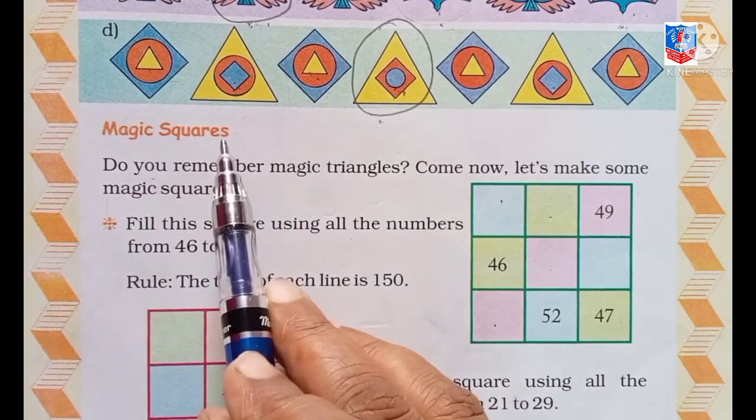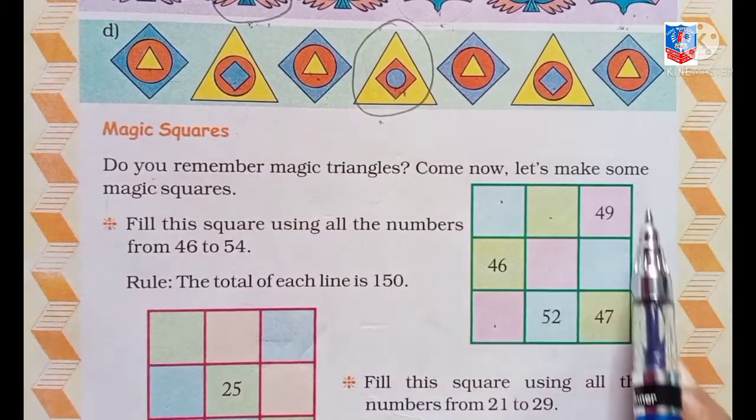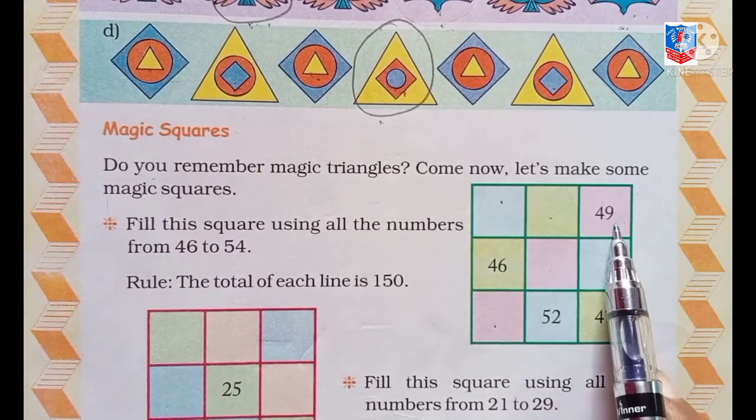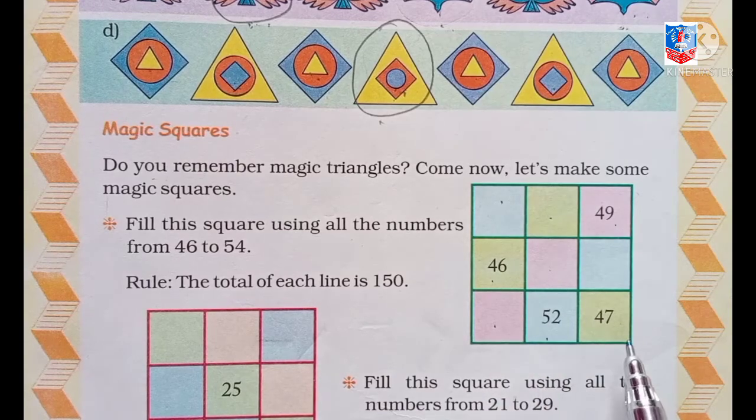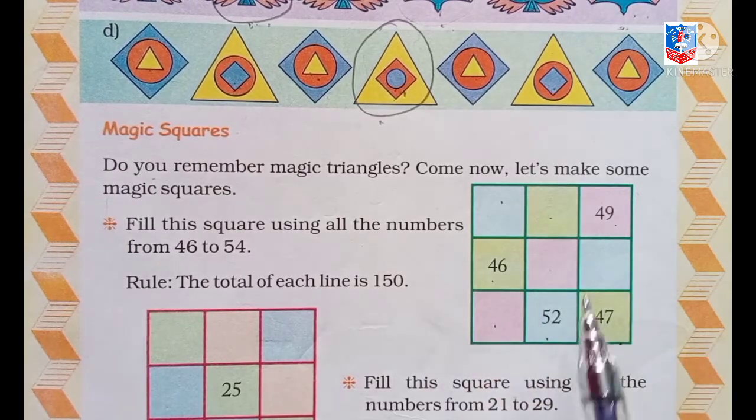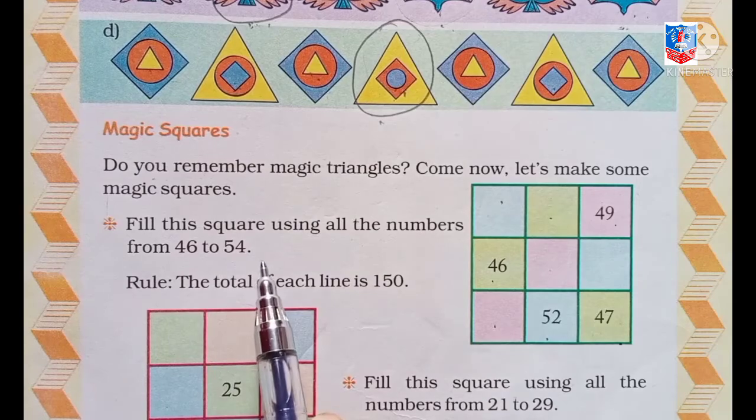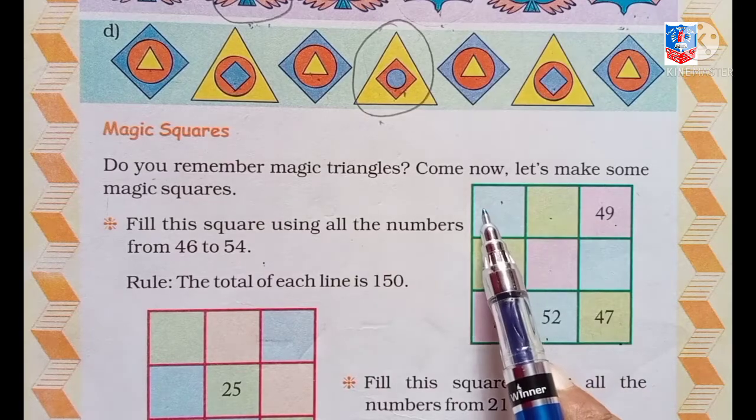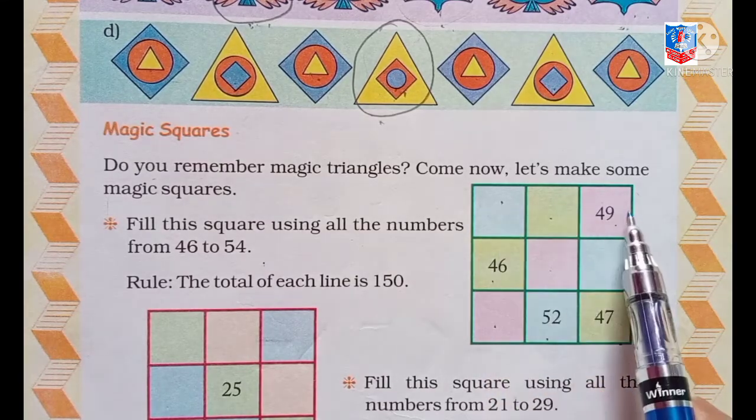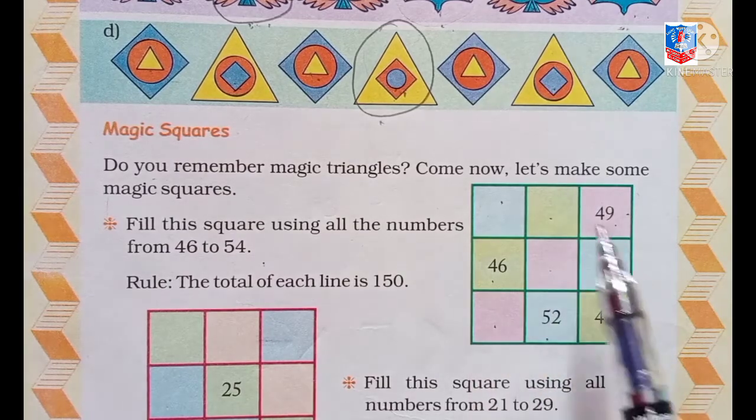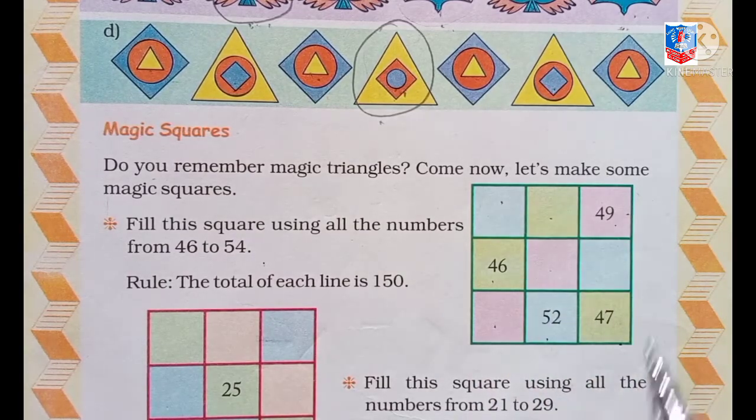Next is magic squares. Here a square box is given and some numbers 49, 46, 52 and 47 are written in this box. Now we have to fill this box using the numbers from 46 to 54 in such a way that the total of each line, when you do the total this way or this way, must come to 150.